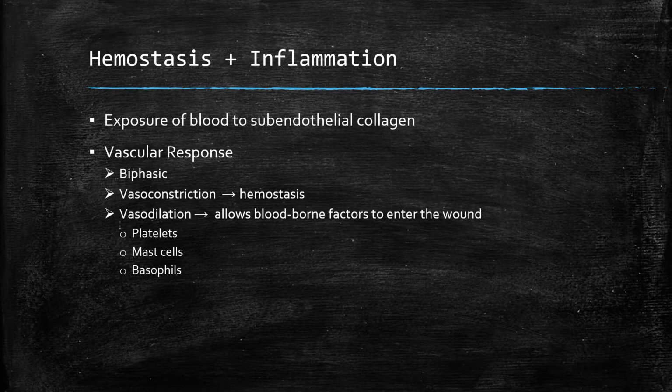In an injured patient, hemostasis and wound healing are two critical functions that must occur. And initially, they share many common features. Both processes start when blood is exposed to subendothelial collagen. This initiates a biphasic vascular response. The initial response is vasoconstriction, and this goes to supporting the hemostatic mechanism. But shortly thereafter, vasodilation occurs, which allows many blood-borne factors to enter the wound. In particular, platelets are critical for both hemostasis and the inflammatory phase of wound healing.